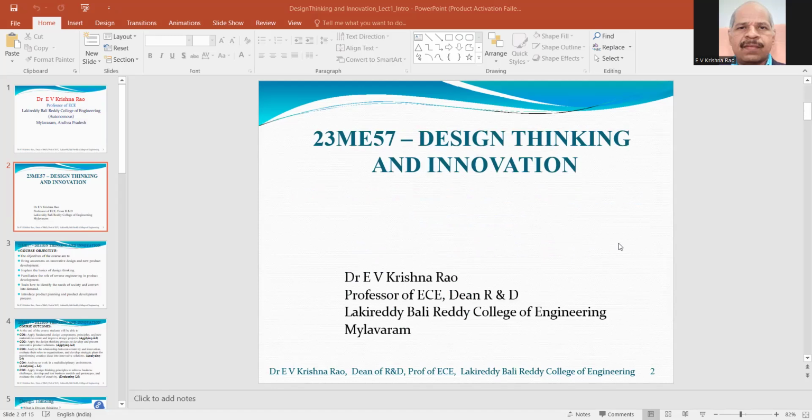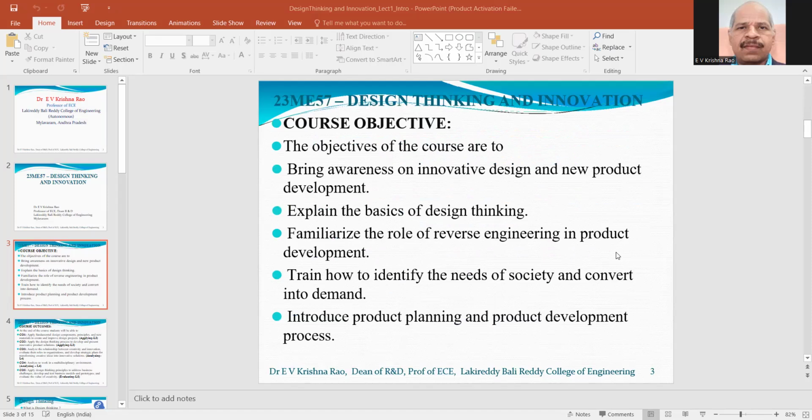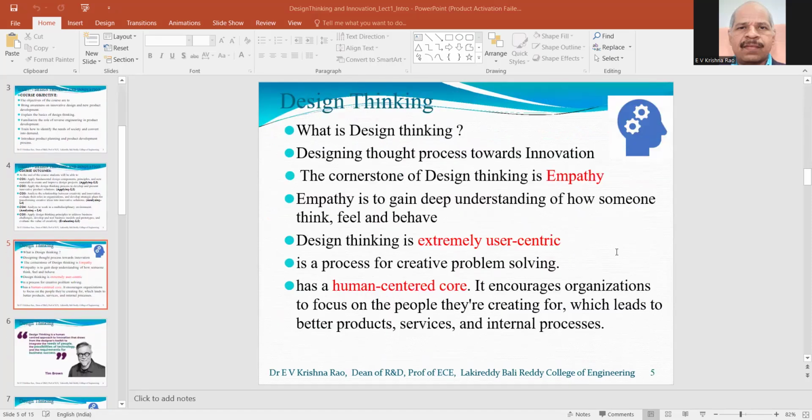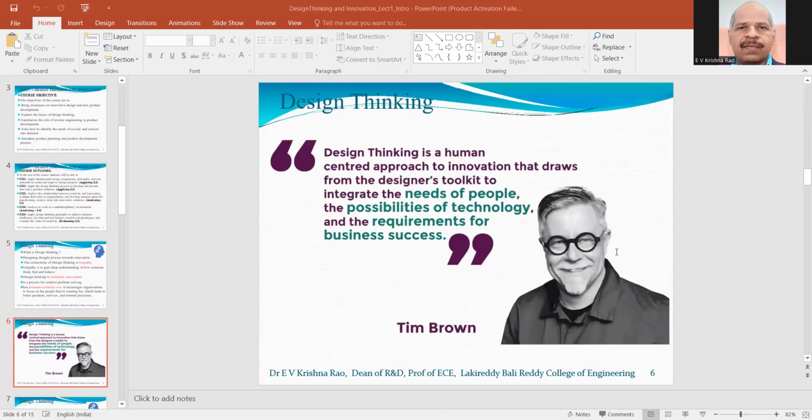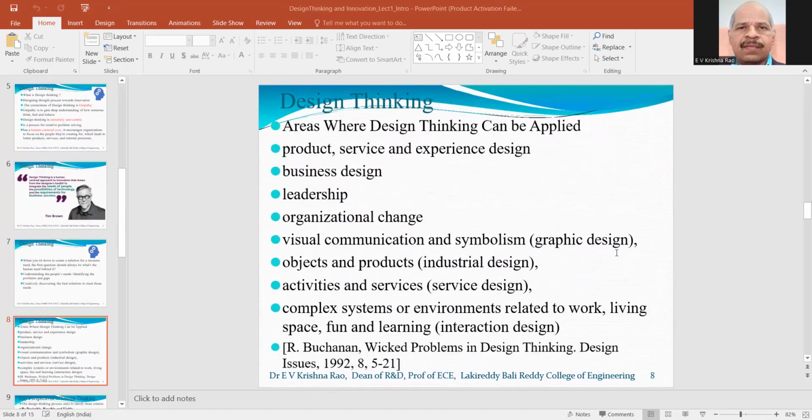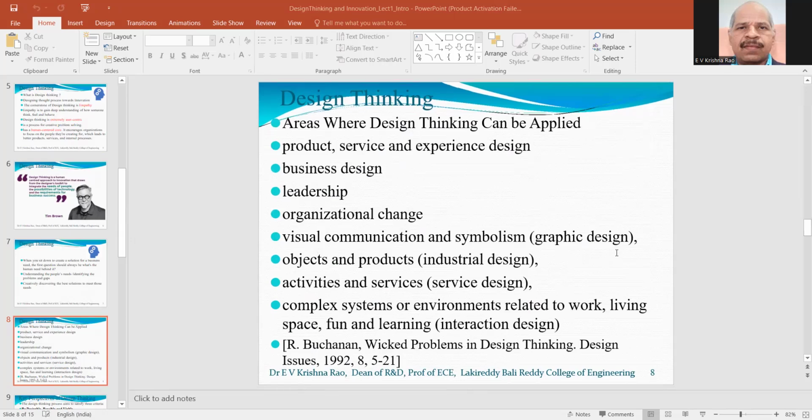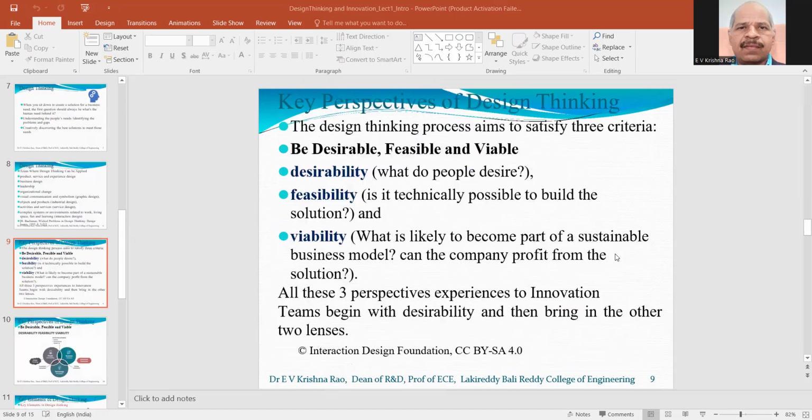So in design thinking and innovation, you already explained some fundamentals about the course objectives and course outcomes, the principles of design thinking, and the role model of Tim Brown's opinion, where design thinking can be applied, the areas discussed, and the key parameters of design thinking: desirability, feasibility and viability we discussed.